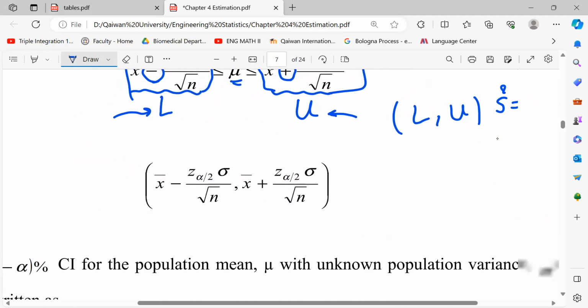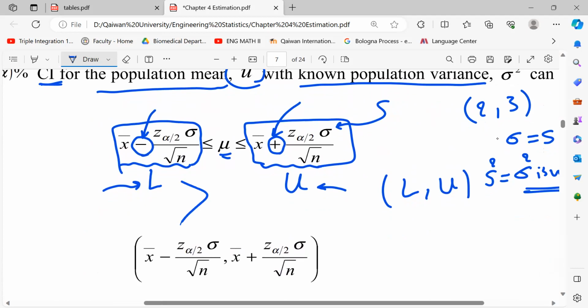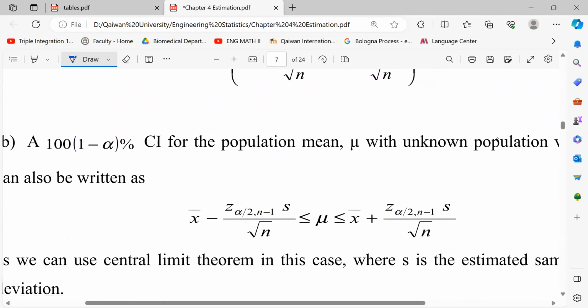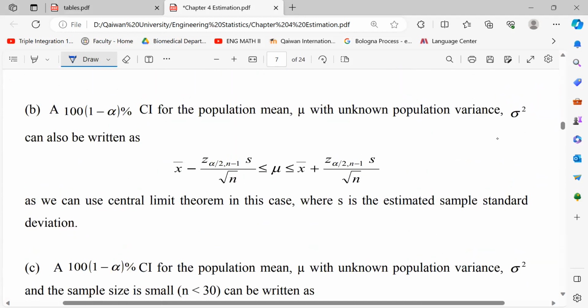What if it's the same? This is written here and this is written here. It's the interval. You need to write it down as an interval. Then, what if the population variance, or if the variance is unknown?